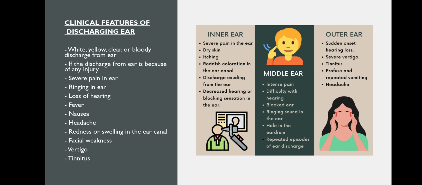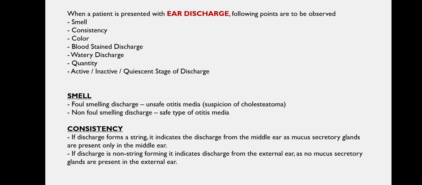Clinical features of discharging ear: white, yellow, clear, or bloody discharge from the ear; injury causing discharge from the ear; severe pain in the ear; ringing in the ear; loss of hearing; fever; nausea; headache; redness or swelling in the ear canal; facial weakness; vertigo; tinnitus. When the patient is seen with ear discharge, the following points are to be observed: smell, consistency, color, blood-stained discharge, watery discharge, quantity, and active, inactive or quiescent stage of discharge. Let us discuss them one by one.